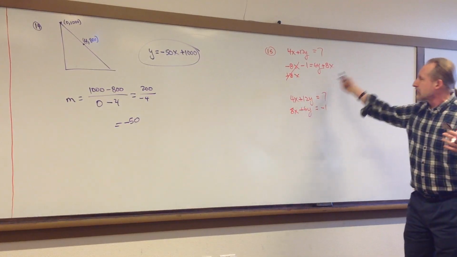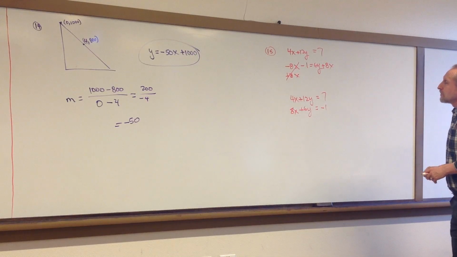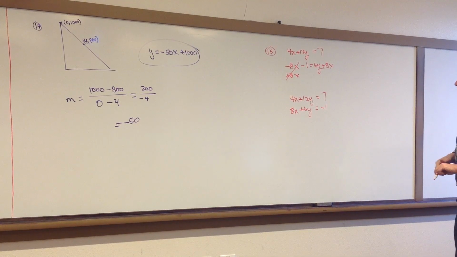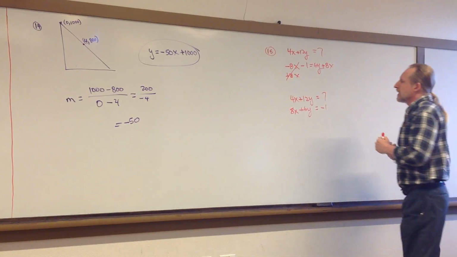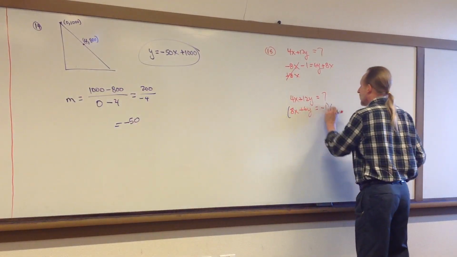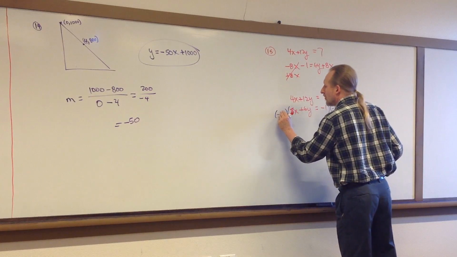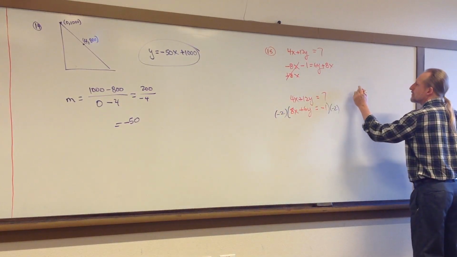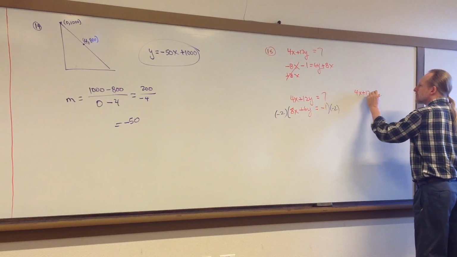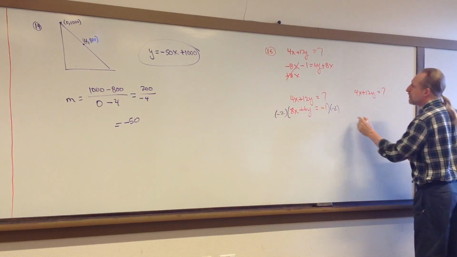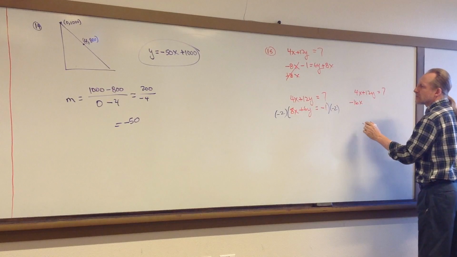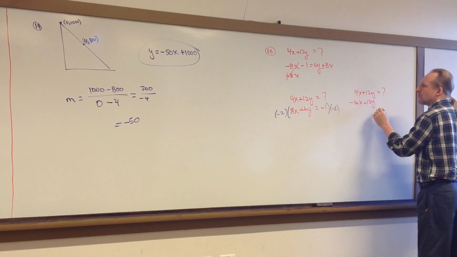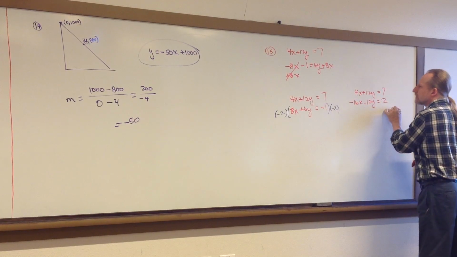We can eliminate the x's, we can eliminate the y's. Either one would be pretty straightforward. Let's see. I'll multiply the bottom one by -2. How about that? Okay, so the top equation won't change: 4x plus 12y equals 7. On the bottom, we get -16x minus 12y equals +2.